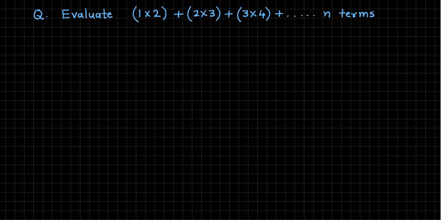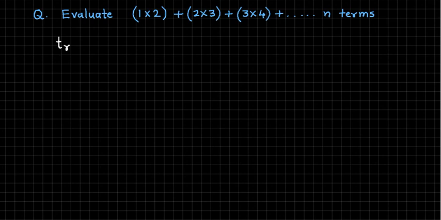Now let us solve a few sums based on finding out the sum of the given series. Here we have to evaluate 1 into 2 plus 2 into 3 plus 3 into 4 and so on up to n terms. In this type of question, the first step is to recognize the general term tr in terms of r. So we have to somehow develop the pattern and write tr in terms of r.